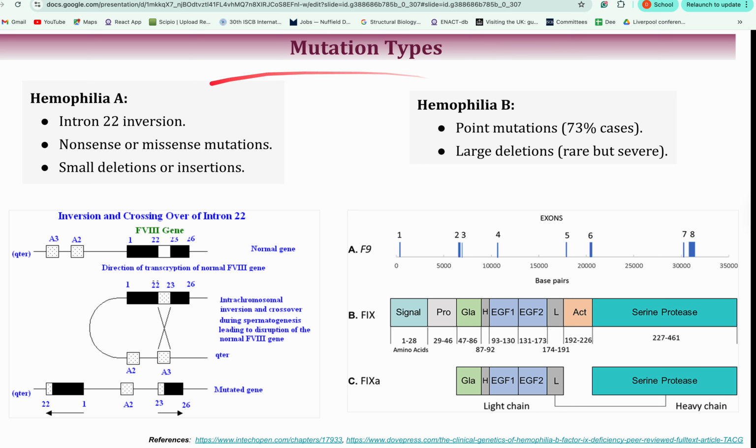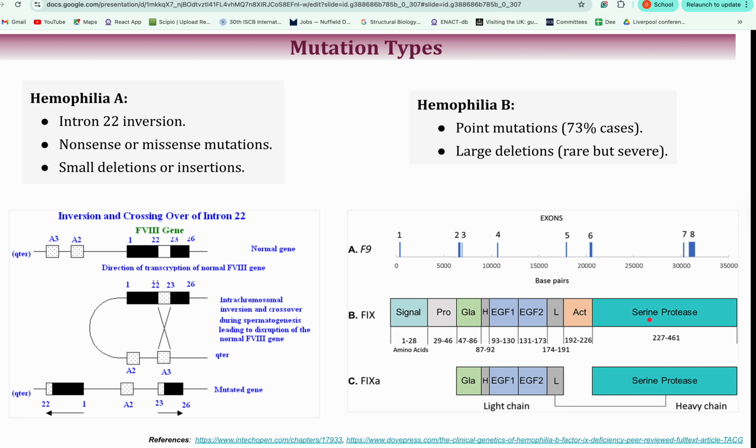Now, mutation types. For hemophilia A, we have seen that if there is inversion of intron 22, or nonsense or missense mutations, or small deletions or insertions, these all lead to defects in the factor 8 gene, which give rise to hemophilia A. If we talk about hemophilia B, then in 73% of cases we have seen that point mutation leads to hemophilia B, or large deletions, which are rare but severe.